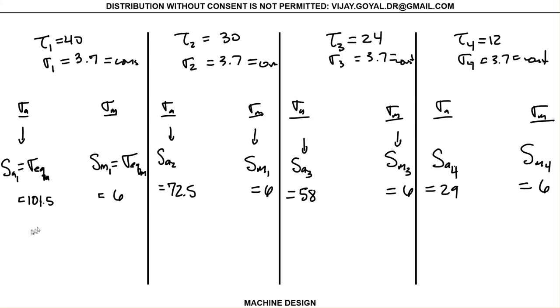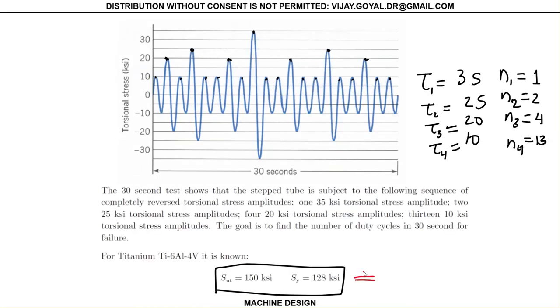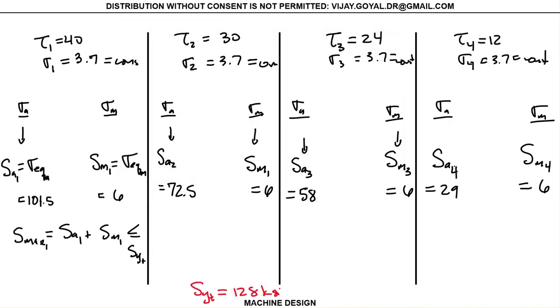Then the first check that we do is the static check. So static check is we add this plus this, and you want to make sure that all these are less than or equal to sigma yield. Okay, so sigma yield in tensile had a value of 128. That was given in the problem. That was given right here. So this value is known, is given. So let's compare all these values.